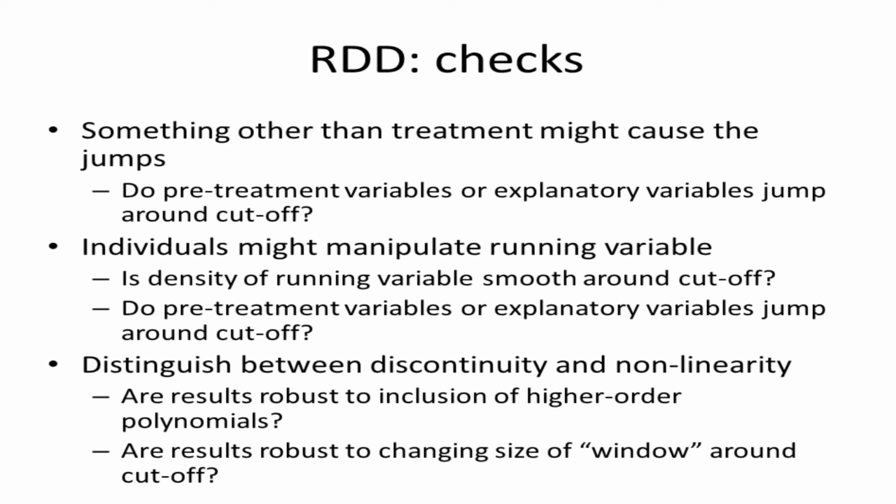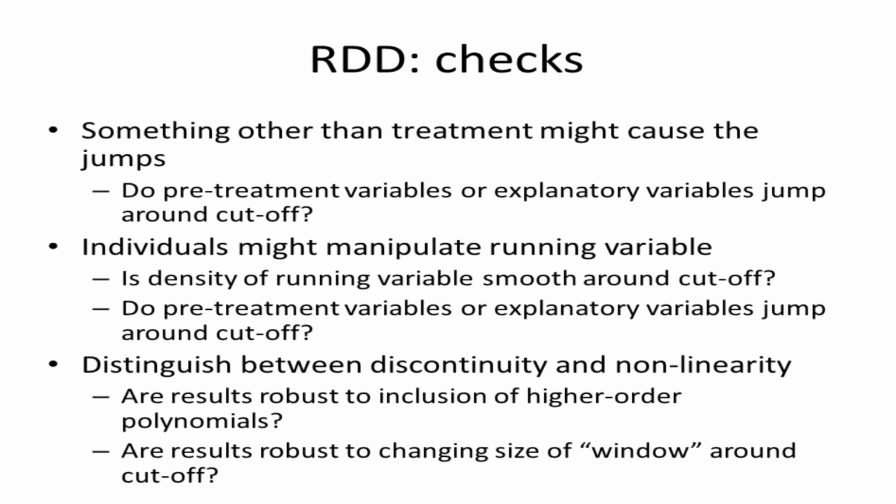Typically you would see whether your results in the OLS regression are robust to including higher order polynomials. So you might start with linear and then go quadratic, cubic, quartic, and so on. As you add more and more terms, you might find your standard errors blowing up, but you hopefully should find that your point estimate is not changing.